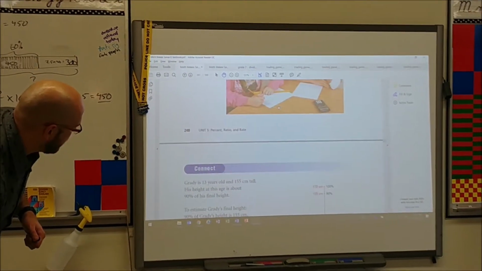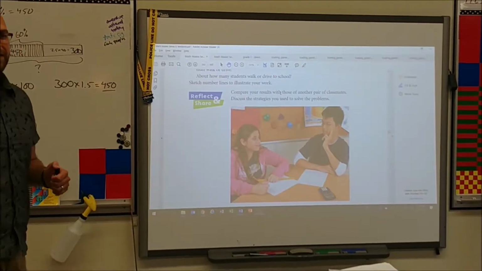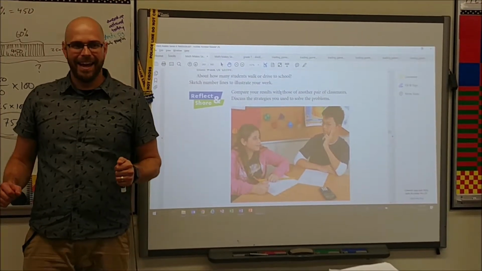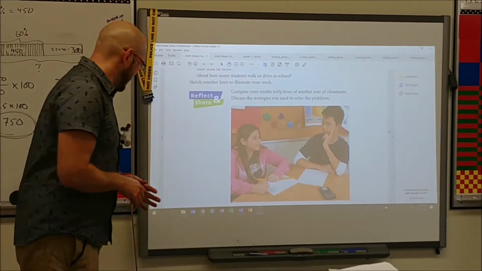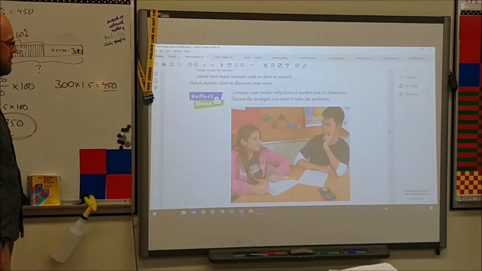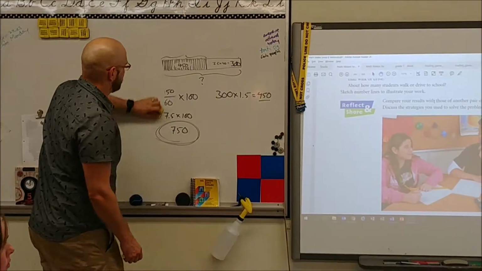All right. Grady is 13 years old. Oh, okay, here we go. Who wants to find out how tall they're going to be when they're done growing? Me. Okay, right on. So we're going to find out real quick. We're going to do Gladys, I think it is in the textbook. So we're going to find out her final age, or her final height.